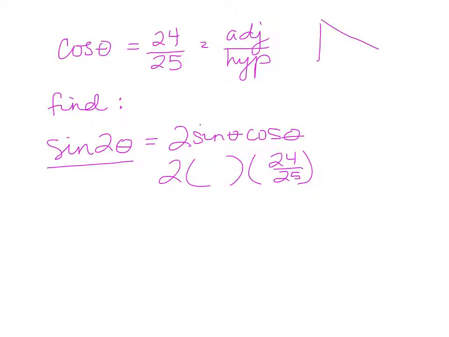So draw your triangle however you like. Label whichever of those two angles is your theta. The adjacent would be the one next to it. That's 24. The hypotenuse is 25.